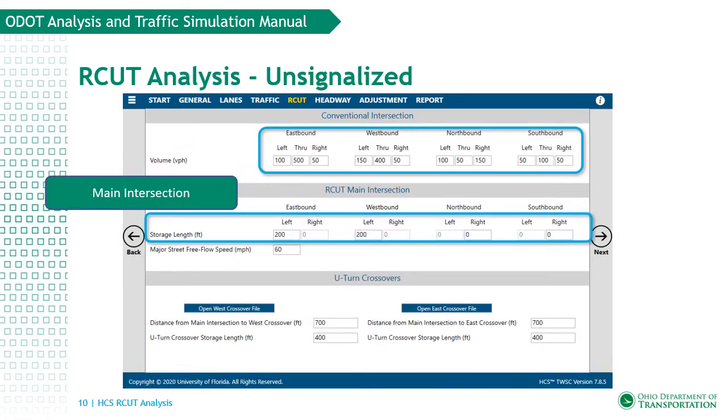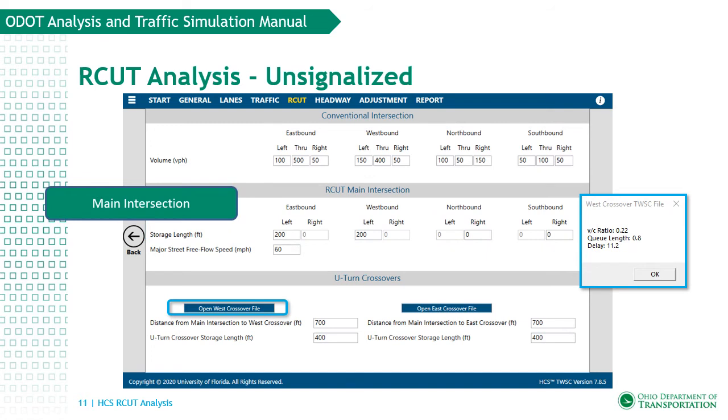Returning to the main intersection file, the conventional intersection volume should be entered as if all approaches are full movement approaches and not prohibited from turning left or going through, essentially what the existing conventional intersection would be. Storage lengths for left turn lanes can also be entered in this window.